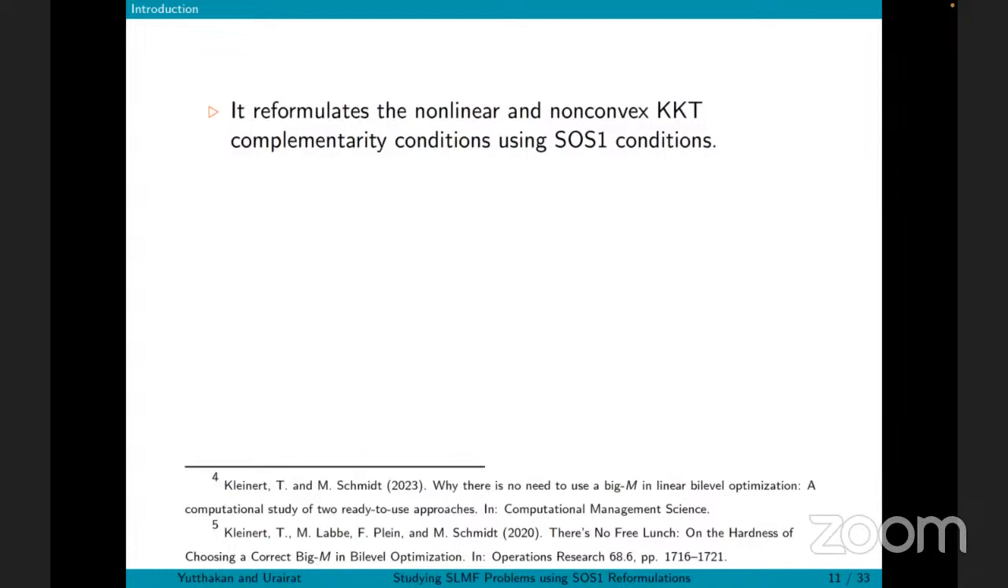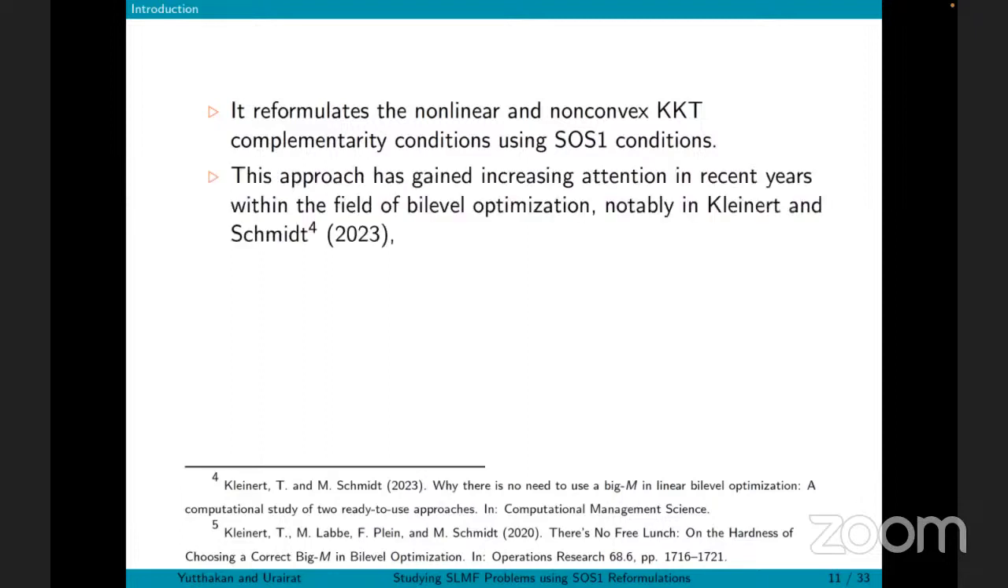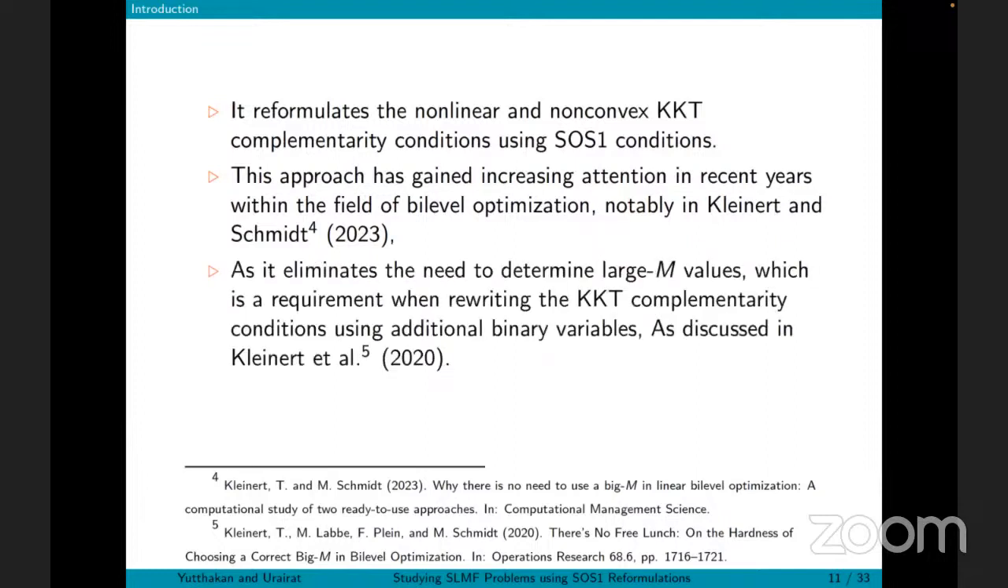And then this approach has gained increasing attention in recent years within the field of bi-level optimization, notably in Kleinert and Schmidt. Finally, it eliminates the need to determine a big-M value with its requirements when rewriting the KKT complementarity conditions using additional binary variables, as discussed in Kleinert et al.